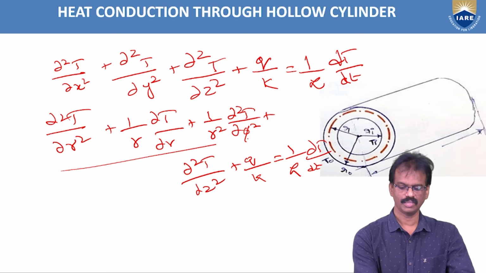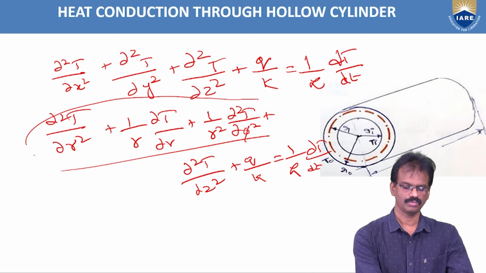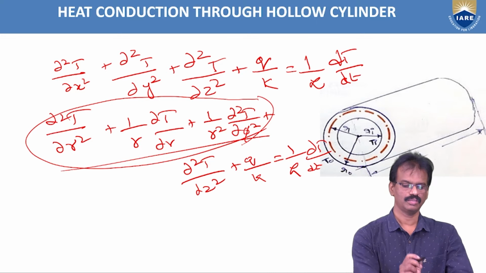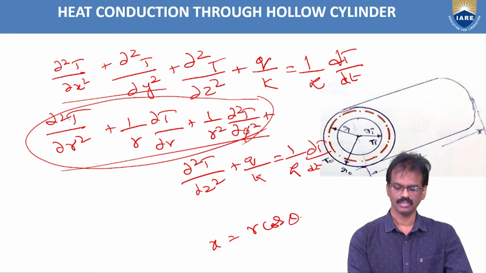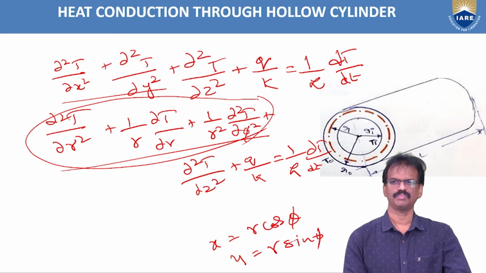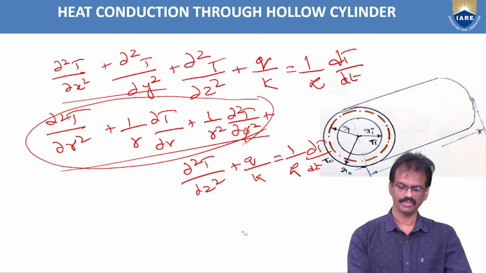It represents ∂²T/∂r² + (1/r)(∂T/∂r) + (1/r²)(∂²T/∂φ²), which shows the ∂²T/∂x² and ∂²T/∂y² terms. Because in the cylindrical system, the x component is r cos φ and the y component is r sin φ. Based upon this, we derived this formula. We already solved this in the previous classes also.